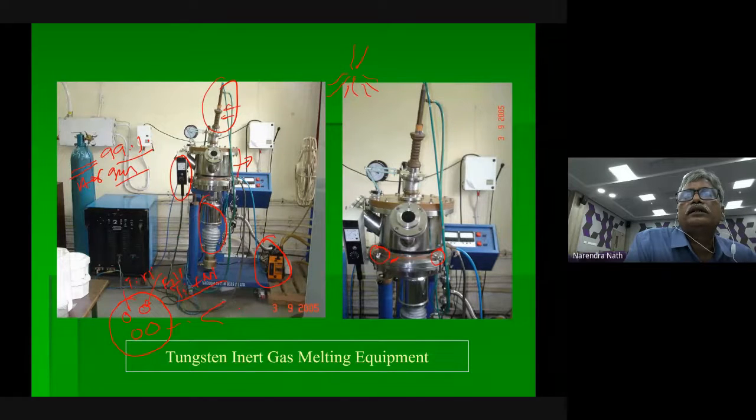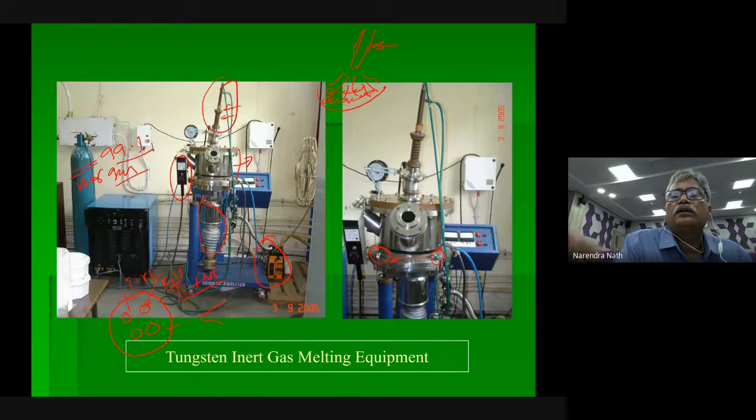Like this, the arc is establishing. This is the material. Once the arc is established, if you bring it closer, starting will take place. Otherwise you cannot melt, and then you have to open this. Sometimes this is a titanium rod.